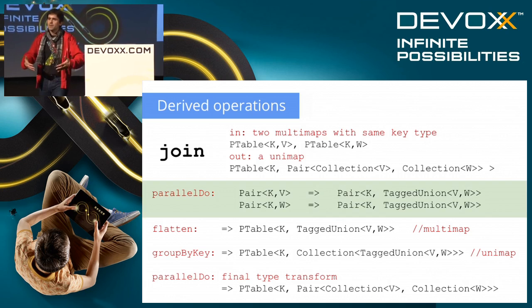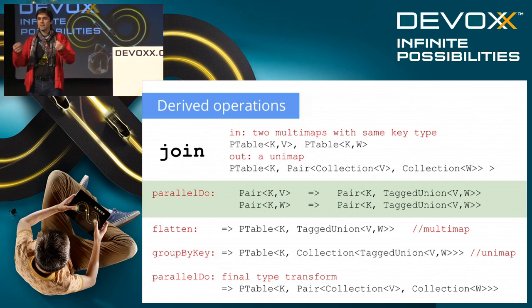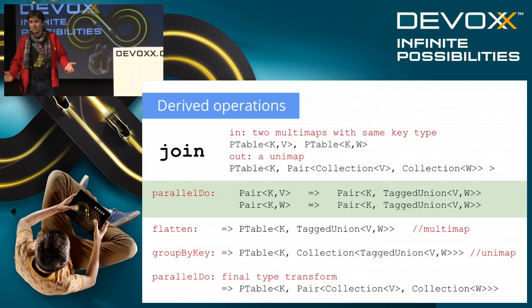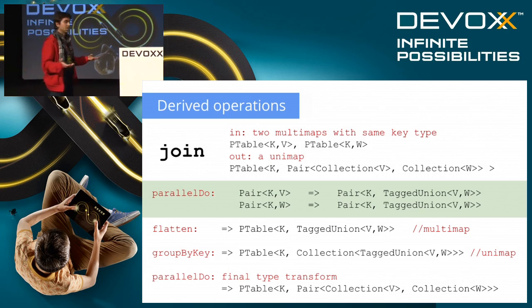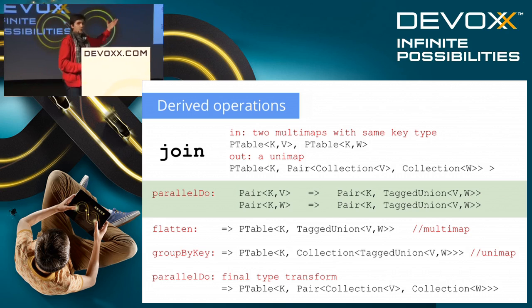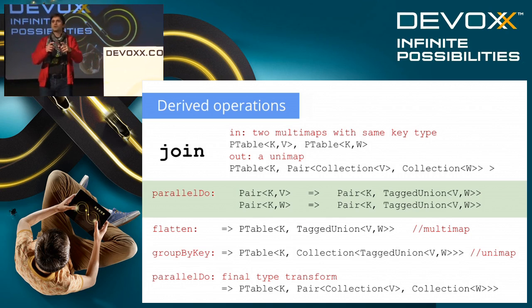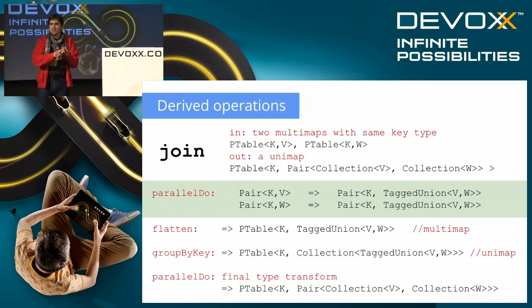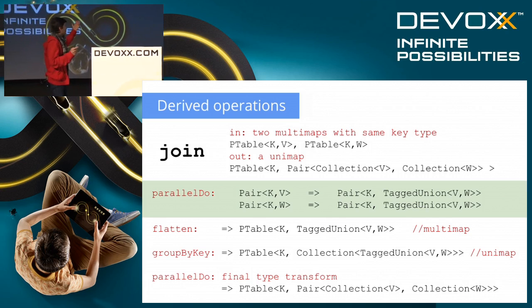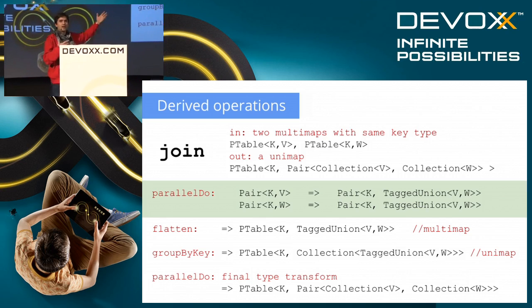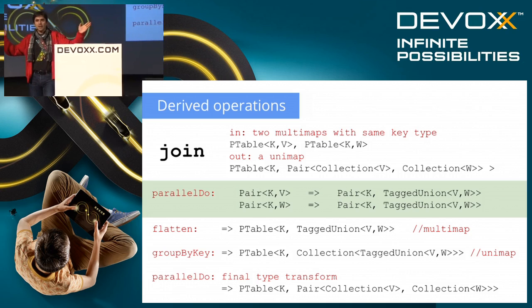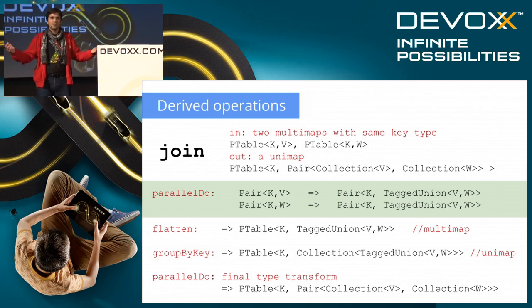You can't put them in the same bag. Those elements are not of the same type. So let's make them of the same type. Yeah, this is faking, but let's make them of the same type. We use a tagged union, which actually is just a structure that contains either a V or a W and a tag that says which one it is. So our parallel do simply does this type transformation, and hooray, our elements now are all of the same type.